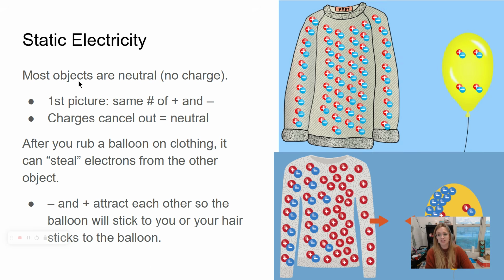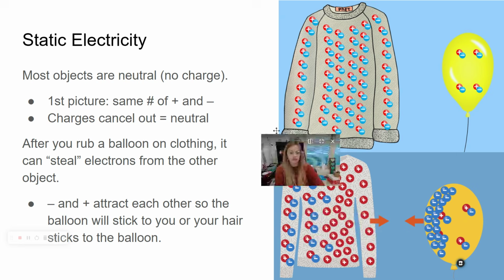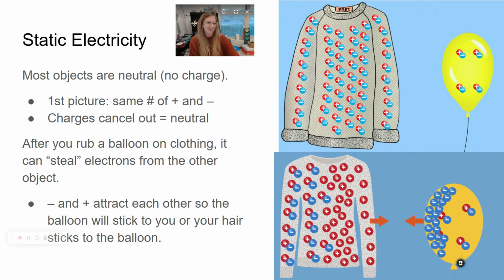Static electricity: most objects are neutral and they want to be neutral. You can see here you have this picture of the sweater. It has all these positives and negatives, and this balloon has positives and negatives. I'm going to move myself again up here.